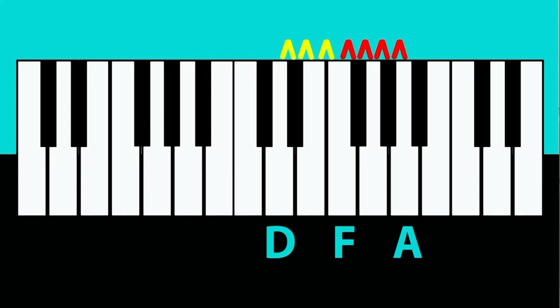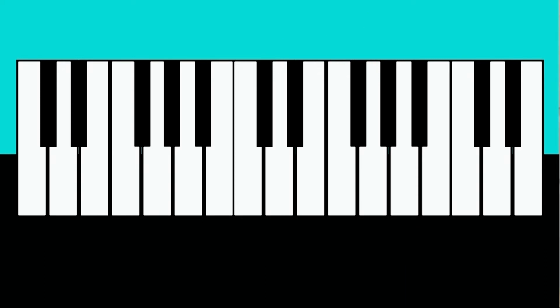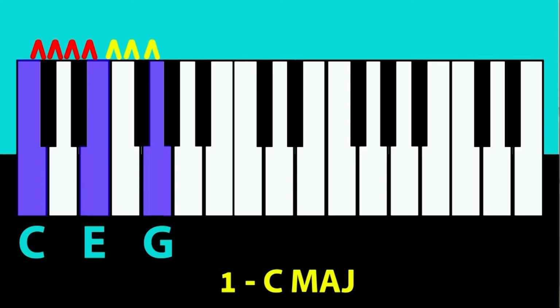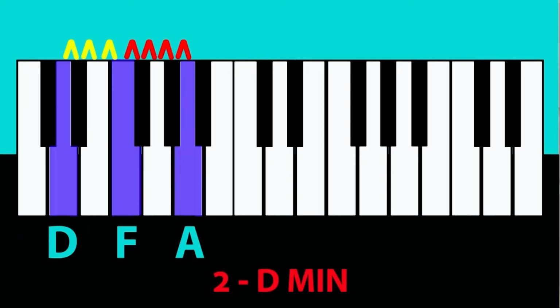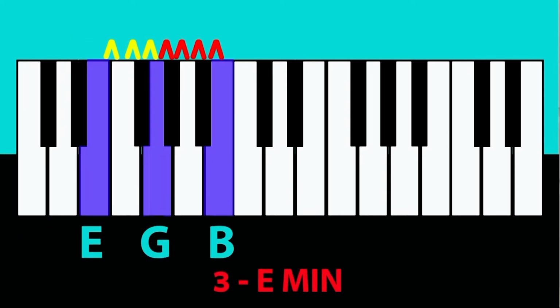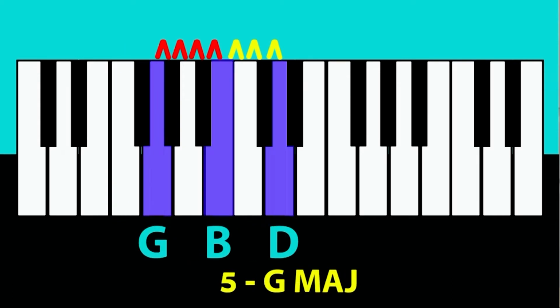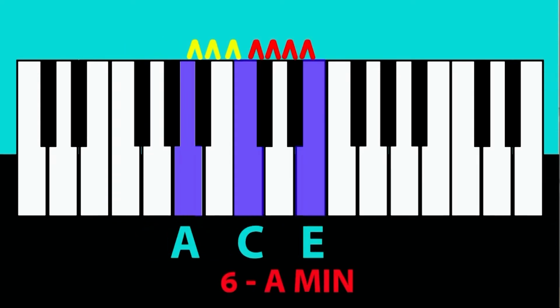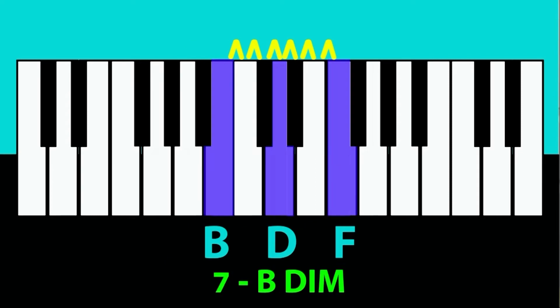The pattern for a minor triad from the root is 3-4. If we make triads for every note in the C major scale, this is what we end up with. 1 C major, 2 D minor, 3 E minor, 4 F major, 5 G major, 6 A minor, and then we get this guy, 7 B diminished. We mostly have major or minor chords, but on the 7th scale degree, we get a diminished chord.